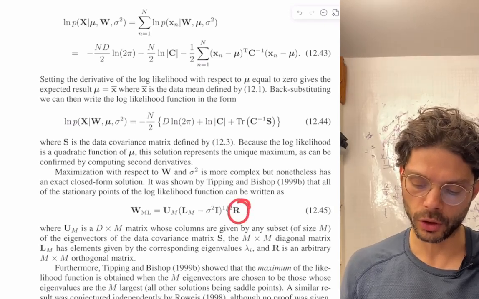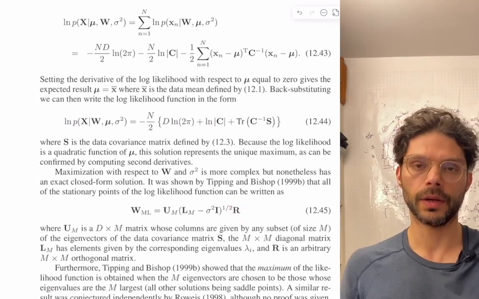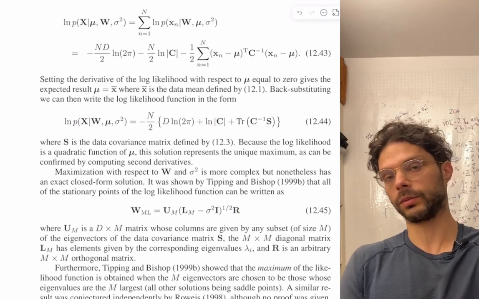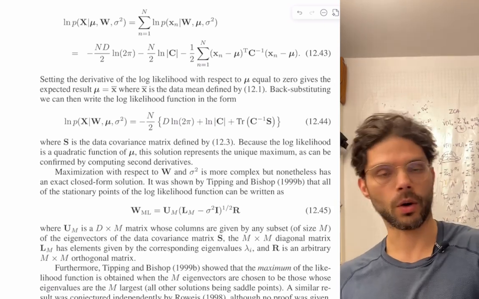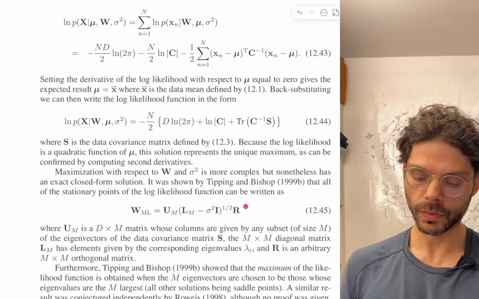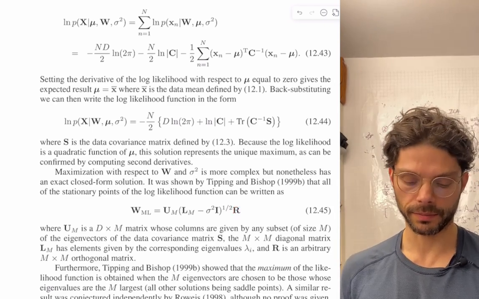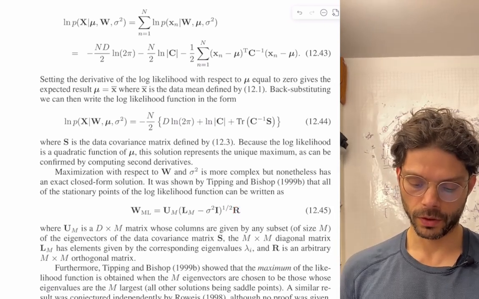And we've got this additional rotational degree of freedom, which we can set to the identity or something else. But it's basically a degree of freedom that we have available. Okay, so what does he say?